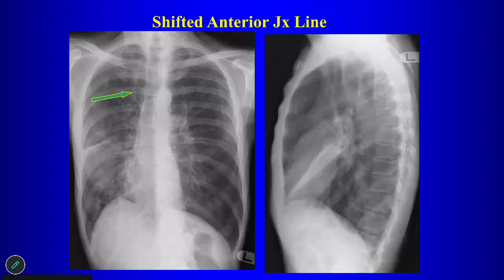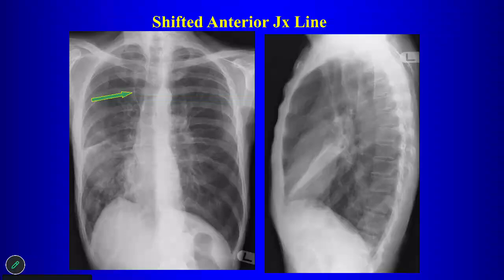So why is the anterior junction line shifted? Is it shifted to the right or the left? Shifted to the right. So what does that suggest? Collapse of the middle lobe. So there's right middle lobe atelectasis.